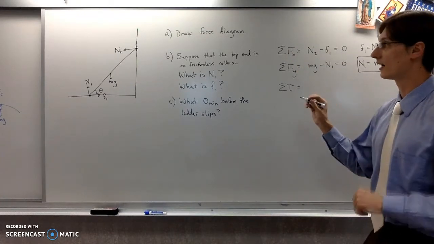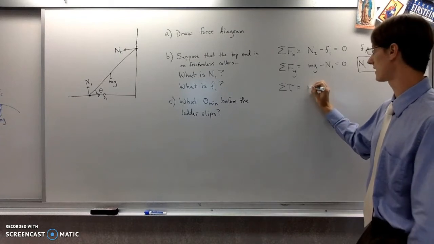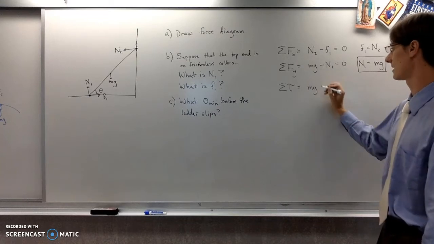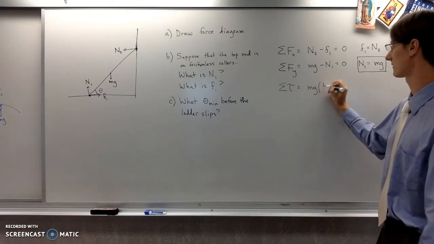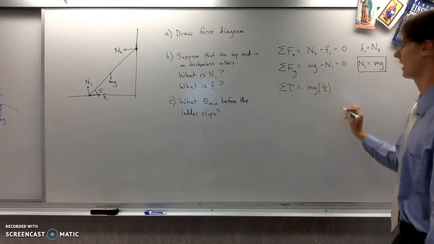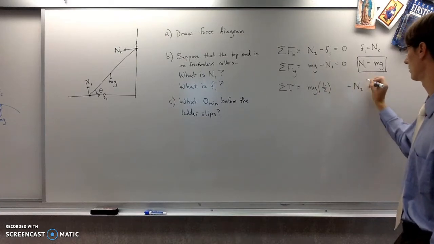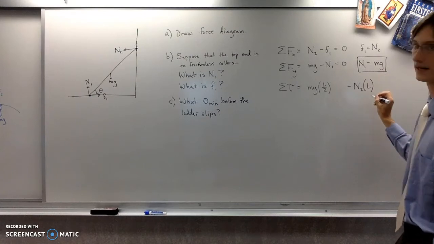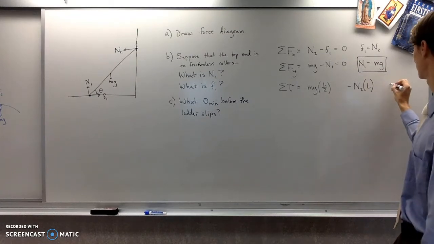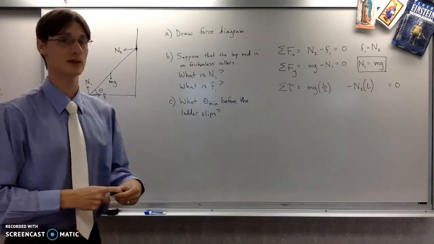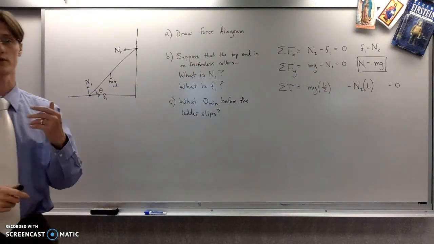Now, it's not just going to be mg times the radius minus N2 times the radius. It's not. And the reason it won't just be that is because torque's a cross product.